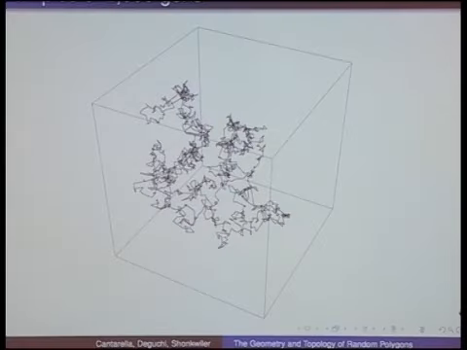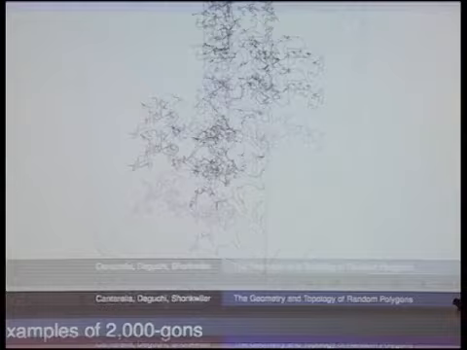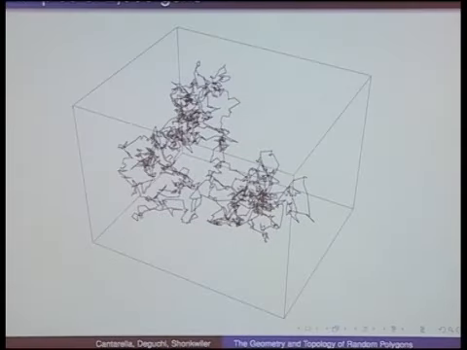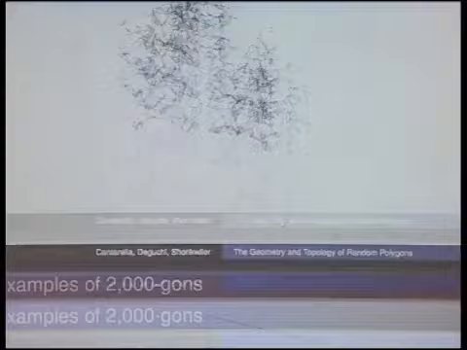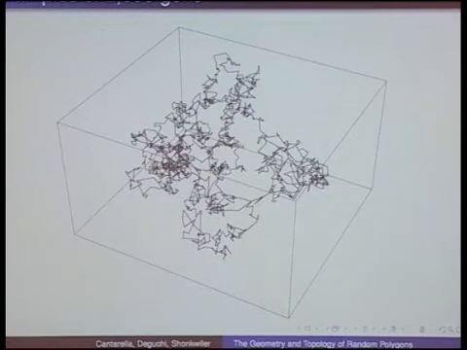So, and then you can generate 2,000-gons too, right? And we've generated, Clay made a nice picture of a 1,000,000-gon. So you can see that they're looking increasingly kind of fractal as you continue to add edges to the polygon. So I think this is actually what things look like in space. I mean, what sort of random polymers look like.